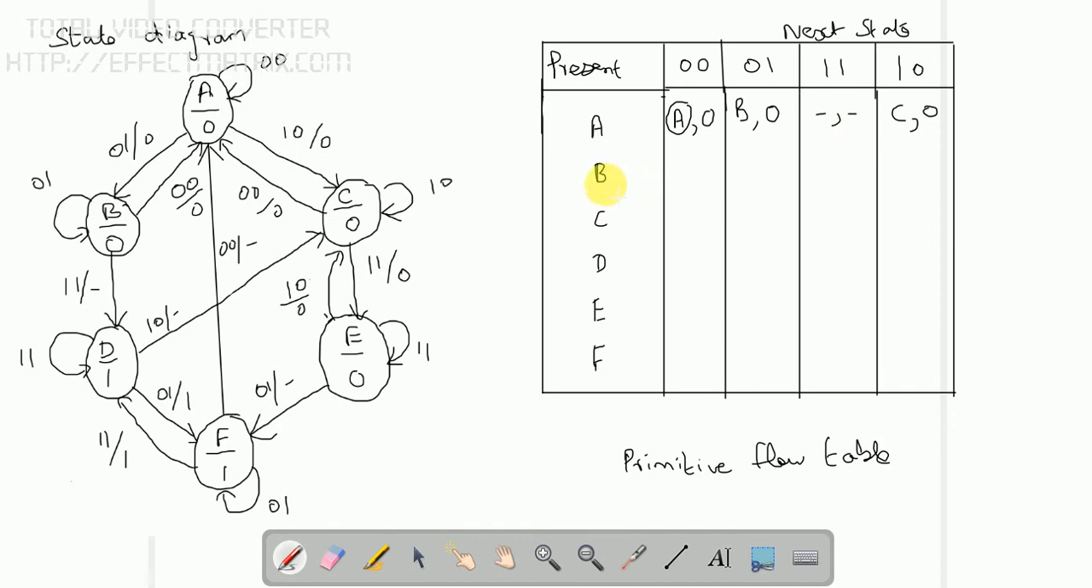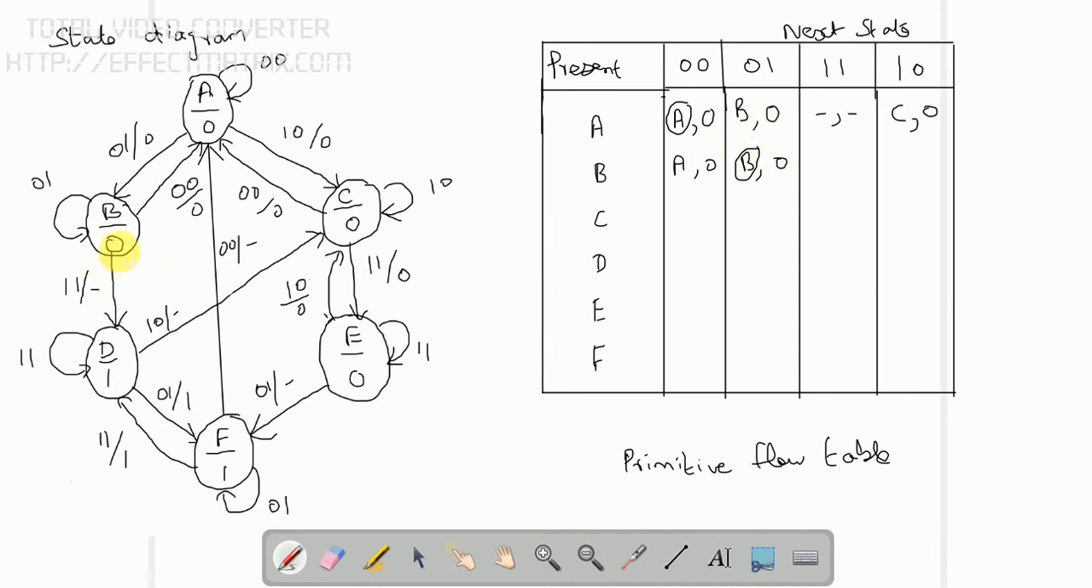Next, from B to A, do I have a connection from B to A? Yes, of course. So A, comma, 0. B to A has connectivity, so for present state B, I am writing the A value, that is the 0 0 input is A, and the output of A is 0. Next, 0 1, which is the primary input of B. So I'm writing B, and the output of B is 0. This 0 1 is the input of B here, so the state is B. So this is the self state.